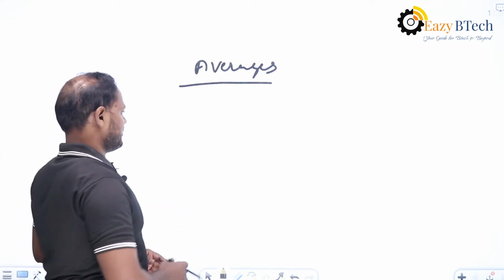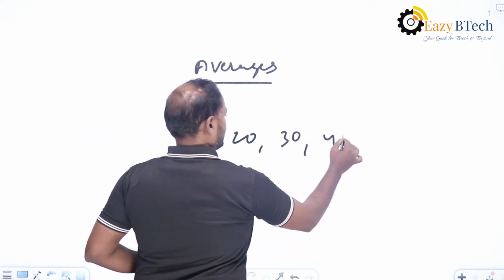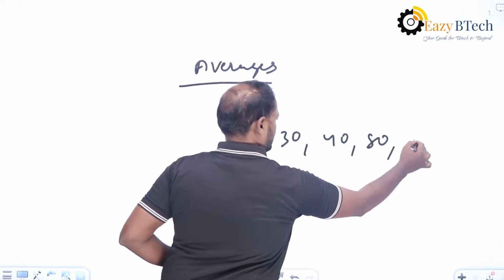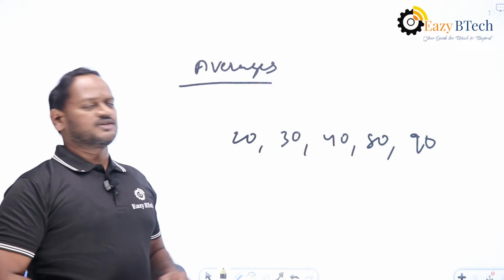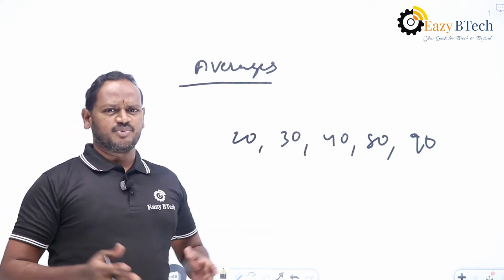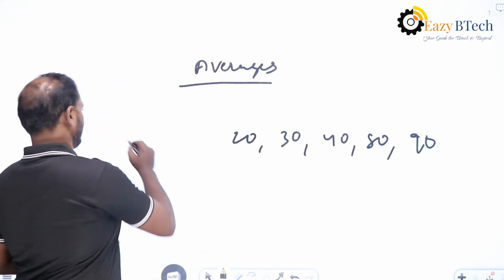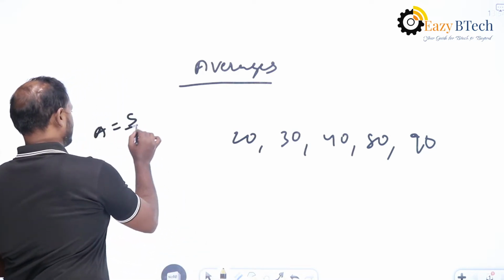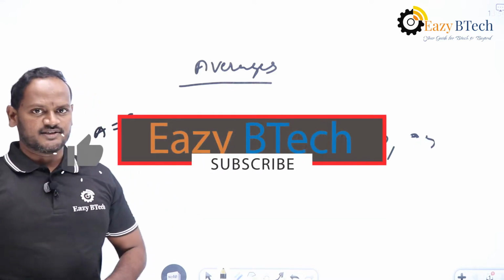Let's go for a small question. Try to answer the question first. 20, 30, 40, 80, and let's say one more number, 90. These are the given numbers. How to find the average of all these numbers? Very simple, right? According to our own knowledge or 10th class knowledge, what do you mean by average? Average is nothing but sum by numbers, right? We need to take the sum of all the numbers and divide it by the number of terms.